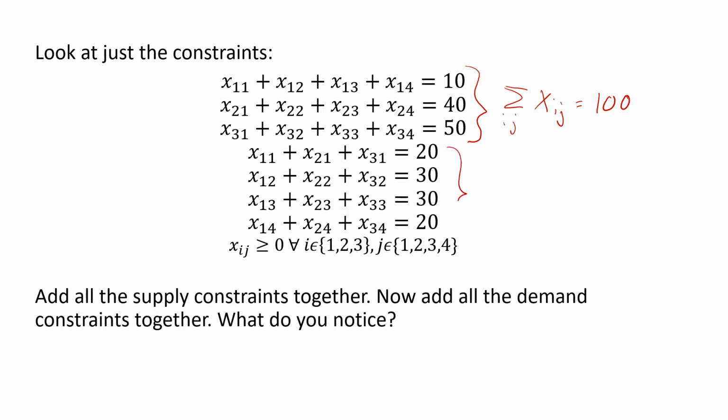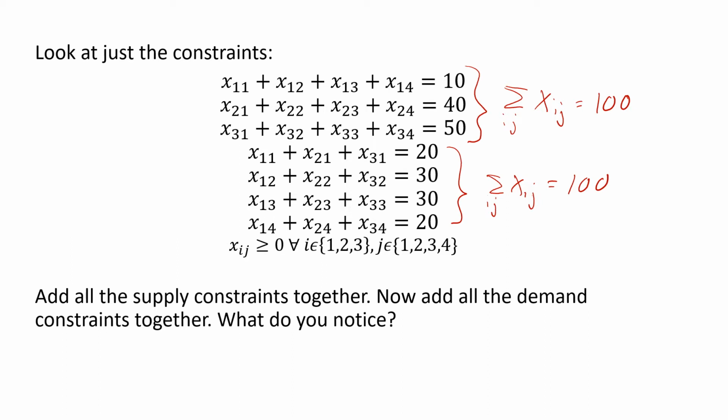What happens when you add together all the demand constraints? You get that the sum of all the Xij's is equal to 100. When you add your supply constraints, you get exactly what you get when you add your demand constraints. What does that mean? This means that one of these things in here is redundant.